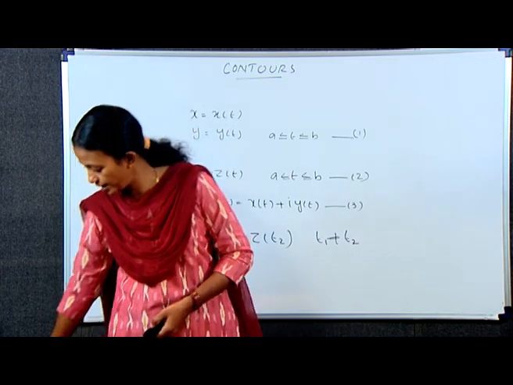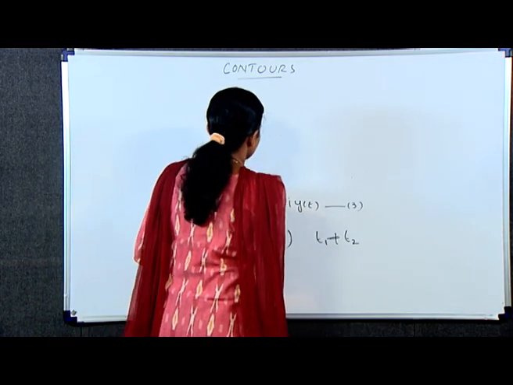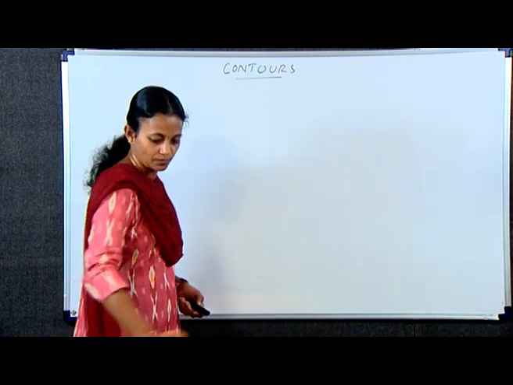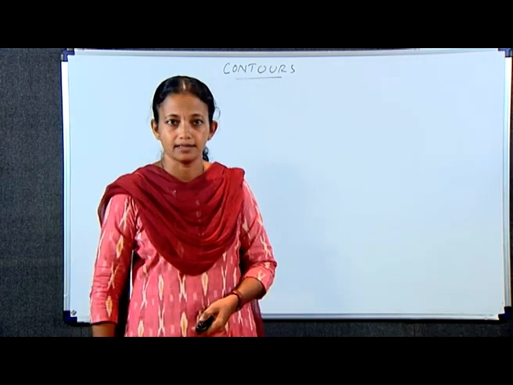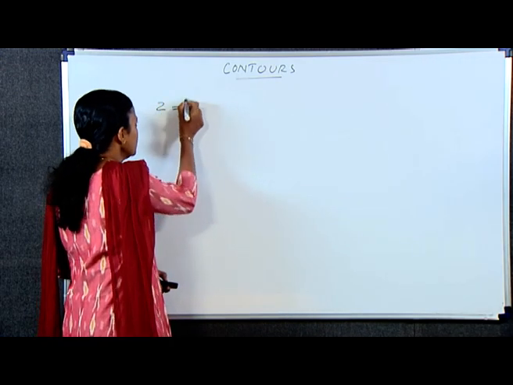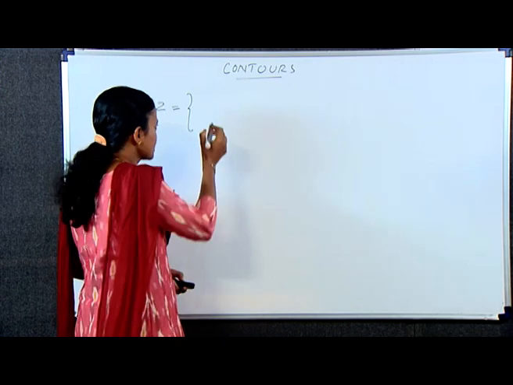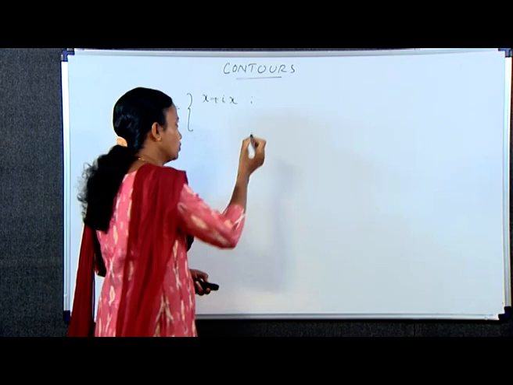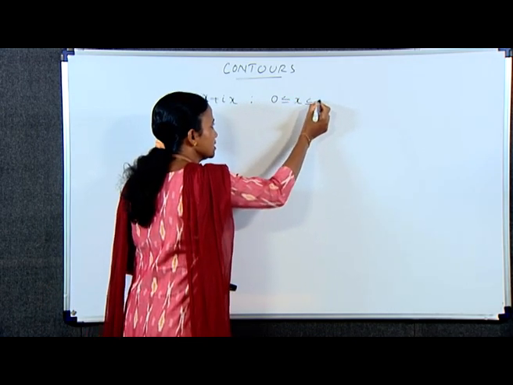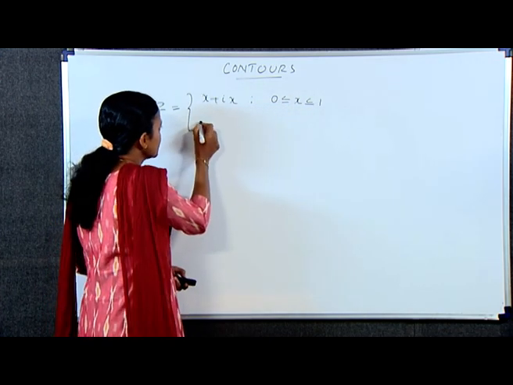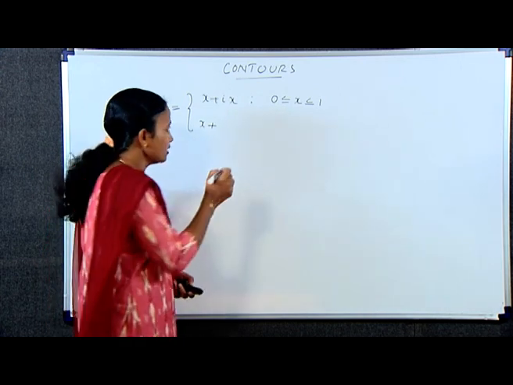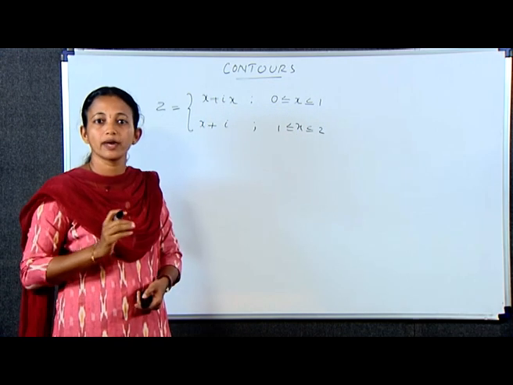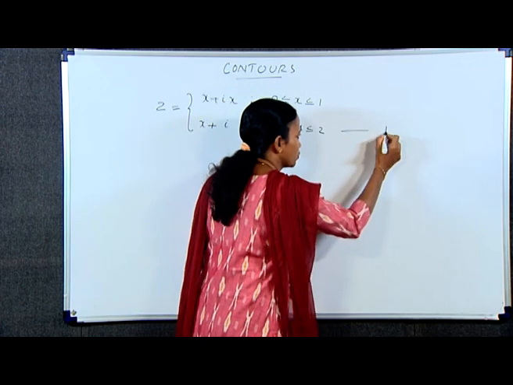So, next we move on to an example. The polygonal line, that is, z = x + ix, where 0 ≤ x ≤ 1, that is x is between 0 and 1, and z = x + i whenever x is between 1 and 2, that is 1 ≤ x ≤ 2. Mark it as equation number 4.